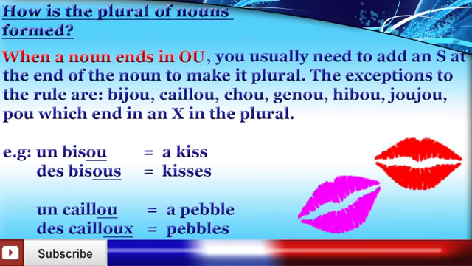When a noun ends in OU, you usually need to add an S at the end of the noun to make it plural. The exceptions to the rule are bijou, caillou, chou, genou, hibou, joujou, pou, which end in an X in the plural. For example, un bisou, a kiss, des bisous, kisses, un caillou, a pebble, des cailloux, pebbles.